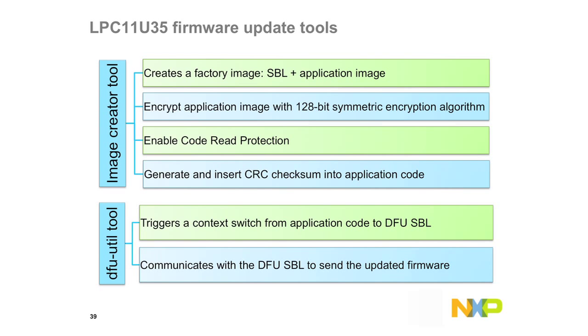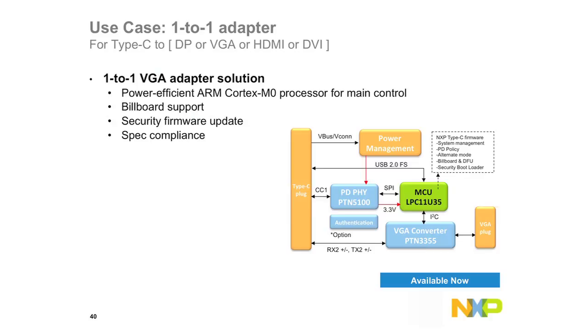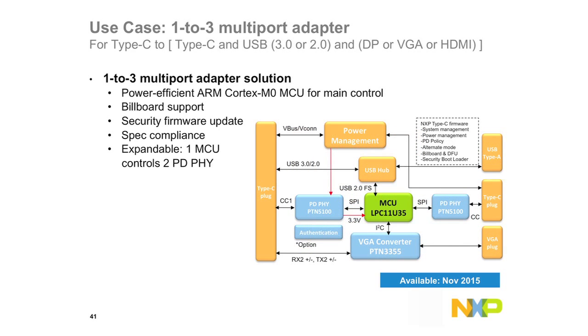So just to give you an example of how expandable the firmware is and our solution in general. This is a very typical, generic, simple one-to-one adapter, Type-C to VGA. This block diagram should look familiar now. But what if you wanted to take this existing design and make something much more complex, like a one-to-three multiport adapter, like Apple's digital multiport AV adapter. So here, not only are you doing Type-C to VGA, but you're also doing Type-C to USB 2.0 or 3.0, and Type-C for charge-through port.